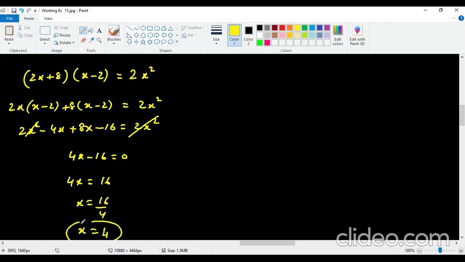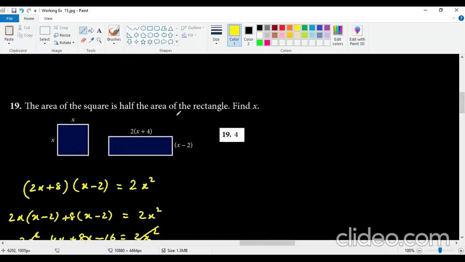Now check if the answer is right or wrong. Let's test it. In here, the value of x is 4. So if this is a 4, this is also a 4. That means this is going to be 16. Area of this is 16. Now let's see what happens to this side. If this is a 4, that means 4 plus 4 is 8. 8 times 2 is 16. So this side is 16. And this is a 4. 4 minus 2 is a 2. So 16 times 2 is 32. So the area of this rectangle is 32. The area of a square is 16.